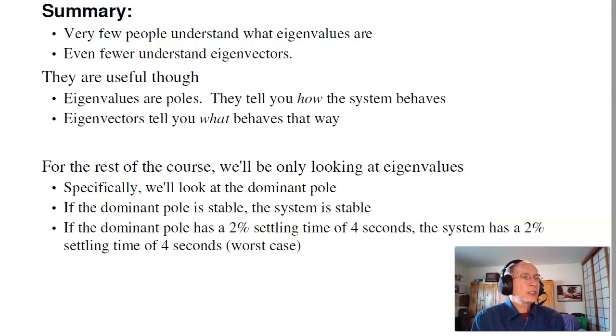For the rest of the course, we'll only be looking at eigenvalues. Specifically, we'll look at the dominant pole. If the dominant pole is stable, that tells me the system's stable. If the dominant pole has a 2% settling time of 4 seconds, then worst case, the system also has a 2% settling time of 4 seconds. But there's also eigenvectors that we'll kind of ignore the rest of the semester. Again, not that many people understand what eigenvectors are, but they are kind of useful if you want to understand a system. Eigenvalues are poles. We'll look at mostly those from now on. So that's lecture number 4 for ECE 463 Modern Control, Eigenvalues and Eigenvectors.